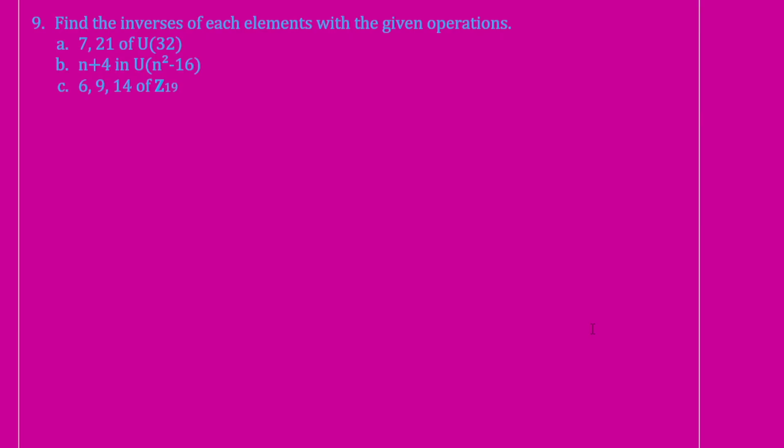All right, problem 9. Let's find the inverses of each element with the given operations. So we have 7 and 21 of U32. Then we have n plus 4 in U of n squared minus 16. Then we have 6, 9, and 14 of Z19. All right, so let's start with the first one.